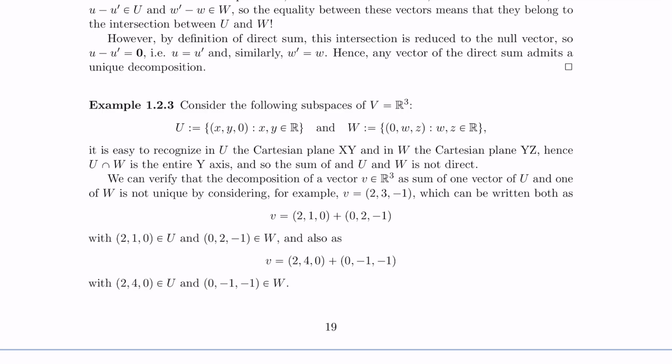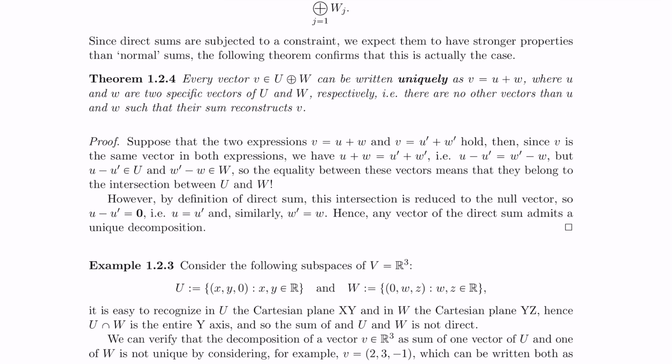Let's see that it is indeed the case, because we can take, for example, (2, 1, 0) as a vector belonging to U and (0, 2, -1) as a vector belonging to W in order to reconstruct v with the sum. But we can also take (2, 4, 0) as a vector of U and (0, -1) as a vector of W, and their sum will again reconstruct the vector V. Hence, the decomposition of the vector V as the sum of one vector of U and one vector of W is not unique. Let's now prove the previous theorem.